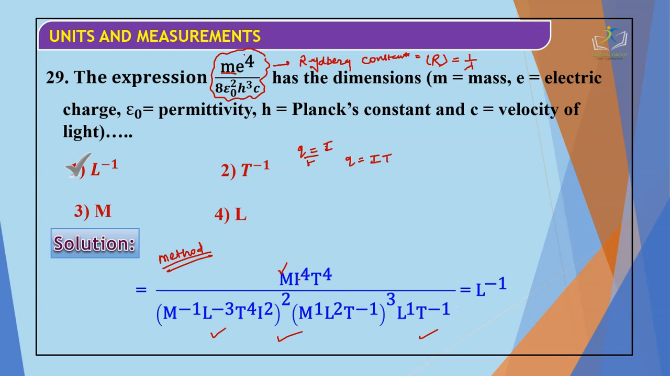Or if we know this is the value of a Rydberg constant, which is equal to 1 by lambda, and lambda is actually wavelength. So again L, so we can directly denote it here as L minus 1. So we have two methods. First method, put individual values, and second method, if we know this is a Rydberg constant, then in the place of the Rydberg constant we know this is 1 by lambda. This complete value gives 1 by lambda actually.